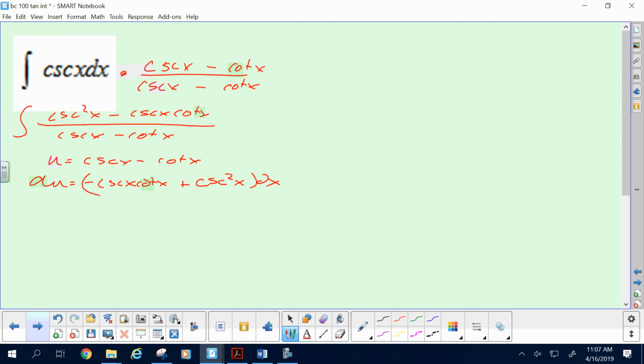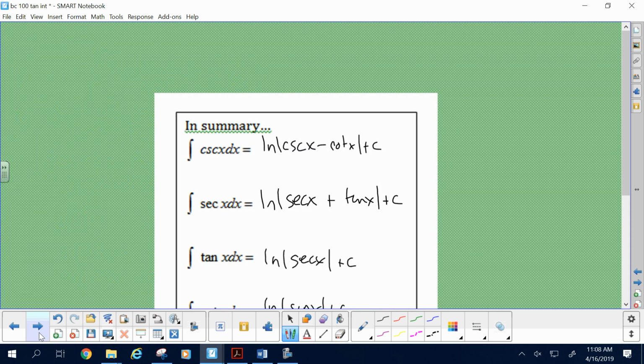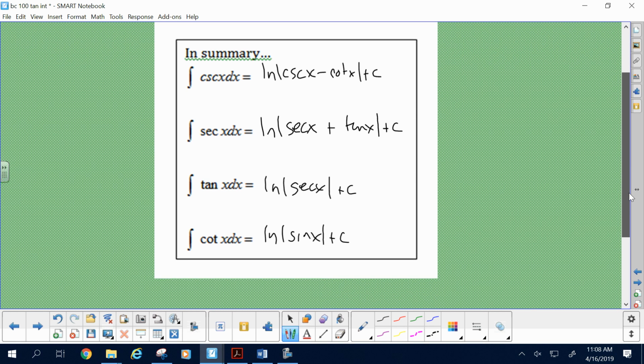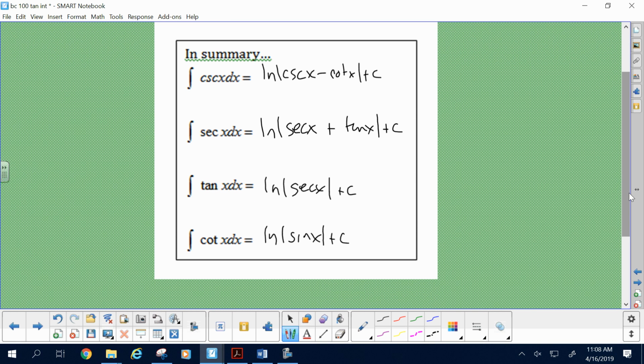Dx. So it is then du over u, natural log of the absolute value of cosecant minus cotangent. Are you with me, people? Great. Okay. That then is what you should have down: cosecant is log of cosecant minus cotangent. Secant is log of secant plus tangent. Tangent is log of secant. And cotangent is log of sine. And then you also need to have the identities and even and odd to be able to work those out.